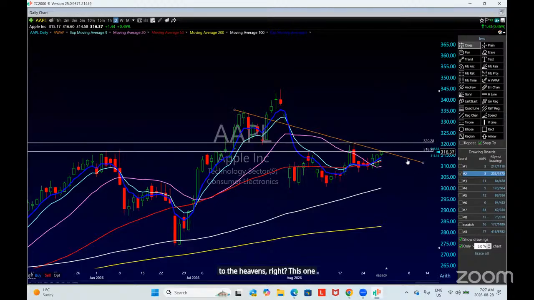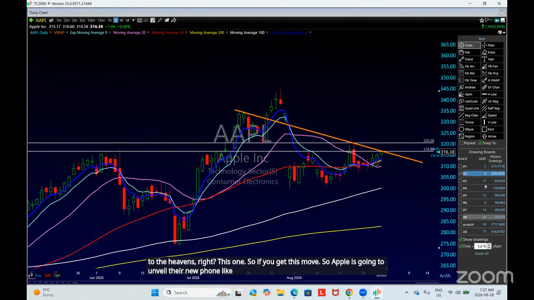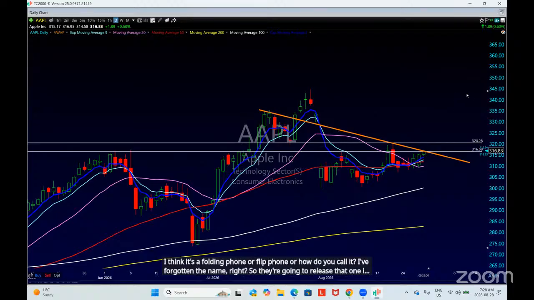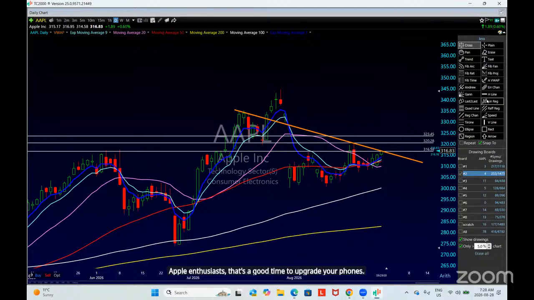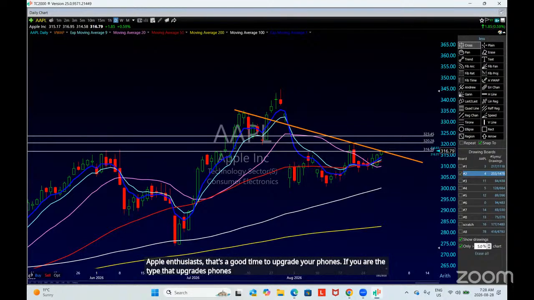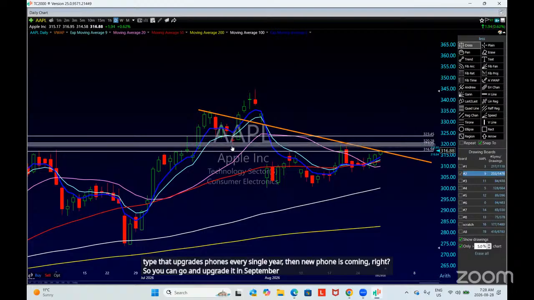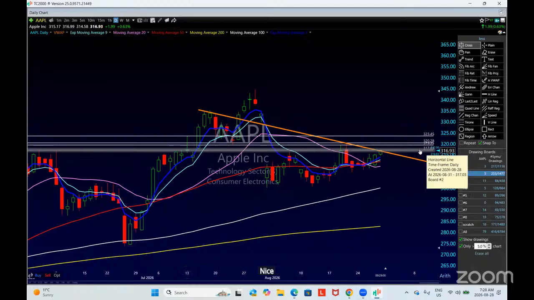So if you get this move, Apple is going to unveil their new phone. I think it's a folding phone or flip phone, I've forgotten the name. They're going to release that one in September. Apple likes to release new phones in September. So for Apple enthusiasts, that's a good time to upgrade your phones, if you are the type that upgrades every single year. They release it close to back to school so that folks can spend their money, right? Nice one. So I think you are going to get this breakout here.